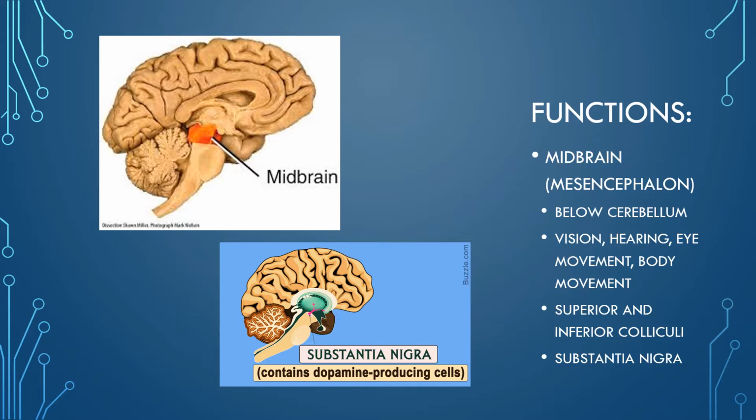An important part of the midbrain is the substantia nigra, a structure located here that plays an important role in reward, addiction, and movement.